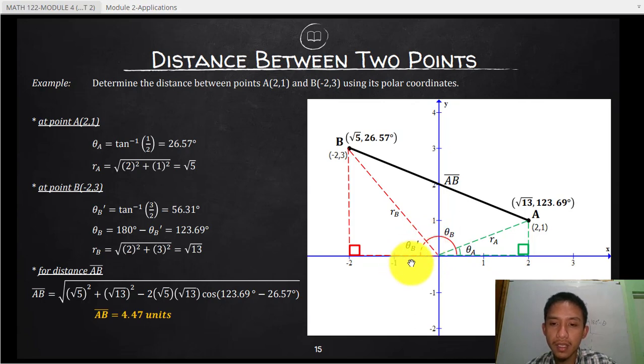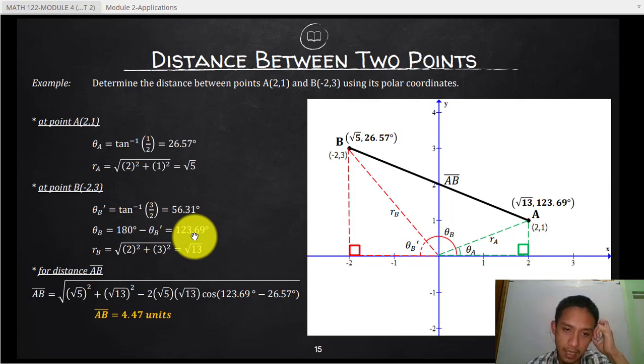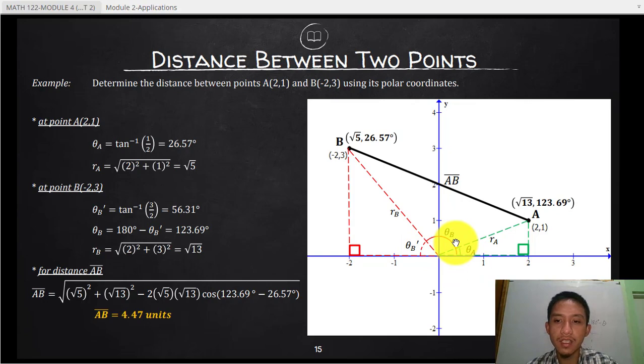So, again, that is a straight line. So, 180 degrees. Subtract your theta sub b prime from 180 degrees. You will end up with 126.69, which is true because that is more than 90. Okay, so that is our theta sub b. And get your r sub b using the Pythagorean theorem, that is square root of 13.